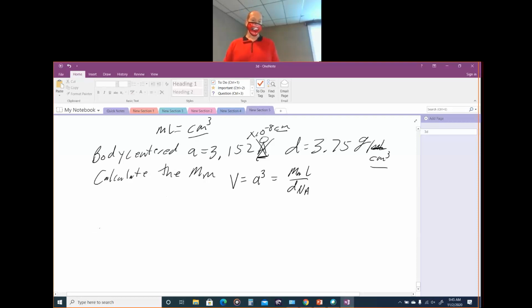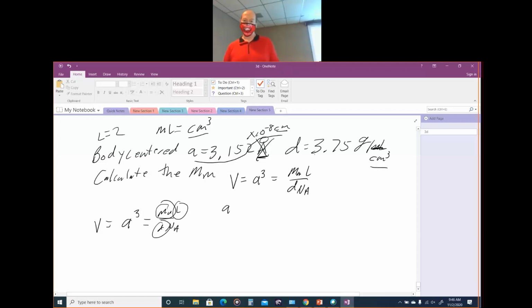All right, so volume is equal to A cubed. All right, so that is equal to mammal DNA. So we have what we need. We know that A is right here. We know that the molar mass, that's what we're looking for. L, body-centered, L is 2.